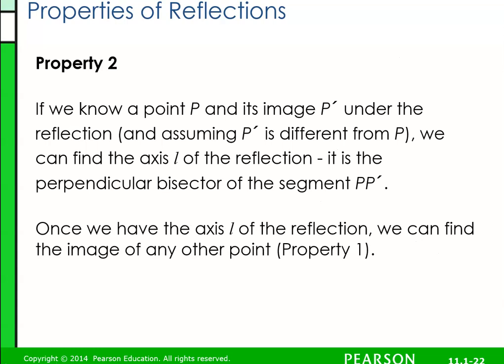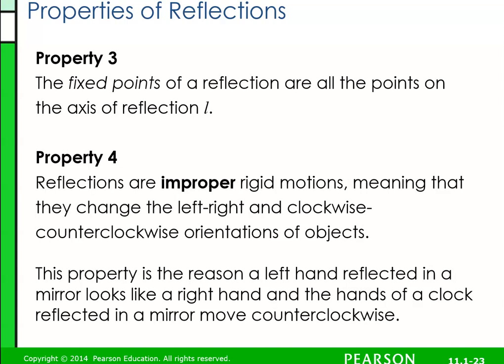Property 2: if we know a point P and its image P prime under the reflection, and assuming P prime is different than P, we can find the axis of reflection L. It is the perpendicular bisector of PP prime. Again, super important that that is always the perpendicular bisector. Property 3: fixed points of a reflection are all the points on the axis of reflection L.